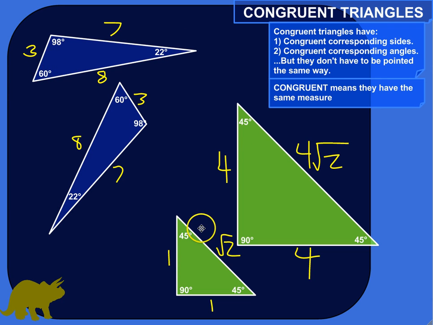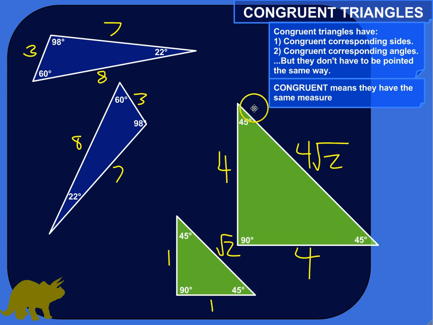These two triangles, although they have congruent corresponding angles, 45 degrees, 45 degrees, 90 degrees, 90 degrees, do not have congruent corresponding sides. 1 is not congruent with 4. These are two different numbers, two different measurements. Same thing here. These sides are not congruent. 1 and 4 are not equal to each other.